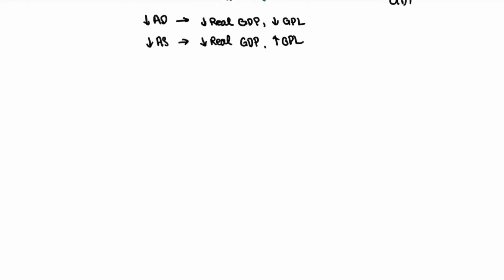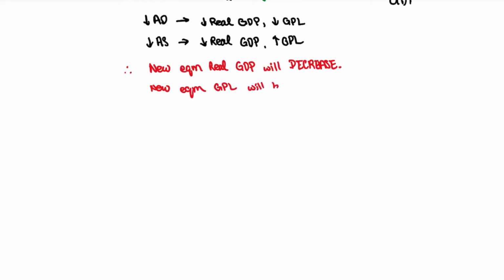As a result, to determine the outcome when there's a simultaneous change in both, your conclusion is that the new equilibrium real GDP will definitely fall, since it's certain that when there's a fall in AD and a fall in AS, real GDP will decrease. So the new real GDP will decrease. On the other hand, your new equilibrium GPL will be uncertain.